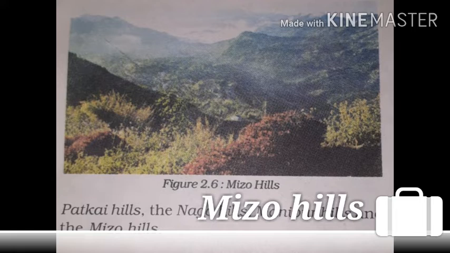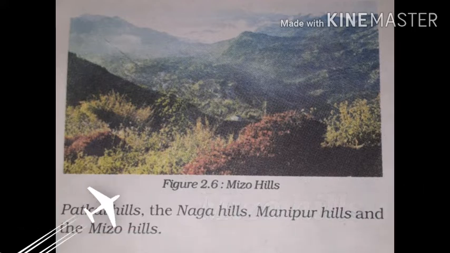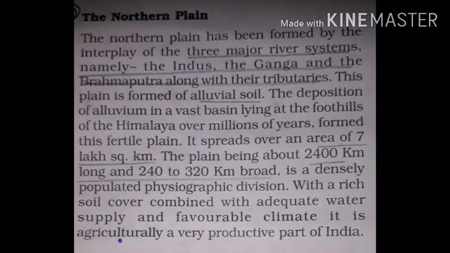So we see in this small lecture that the Himalaya ranges are broadly divided into three parts. We have already covered these three parts. Next we see the northern plain of India, which is the lower part of these Himalaya ranges. Northern plain, it is the lower part of the Himalaya range, as I have already told you.